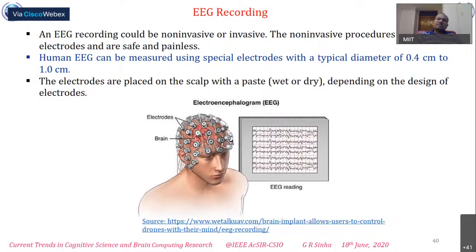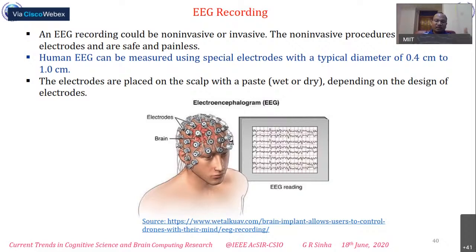The human EEG can be measured using special electrodes with a typical diameter of 0.4 to 1 centimeter. The electrodes are placed on the scalp with a paste. Even when we record an ECG signal, we put some paste on the electrode and record the signal. The electrodes are placed over the scalp, and the entire brain signals are recorded. It's obvious that the more electrodes, the more information will be received, and the analysis will also vary.